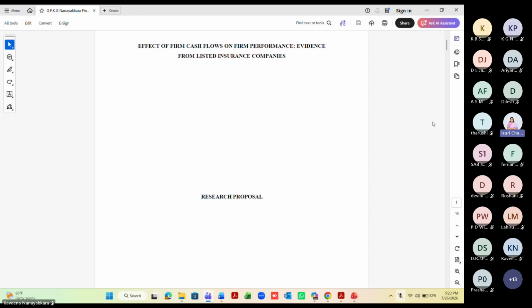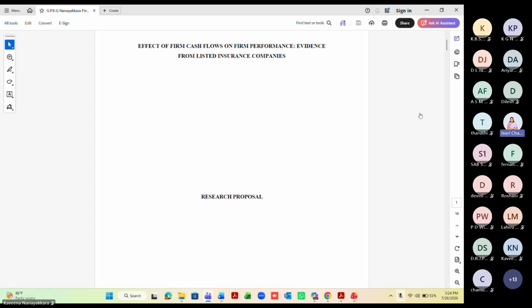This is your one. We will remove the words "the effect of", right? Normally we do not take the words effect, affect, or influence for the research. You just remove the word influence. Kavina Nanayakkara, your name is replaced here. The effect of cash flows on financial performance evident from the listed insurance companies in Sri Lanka.